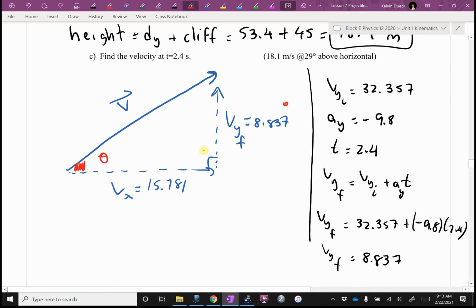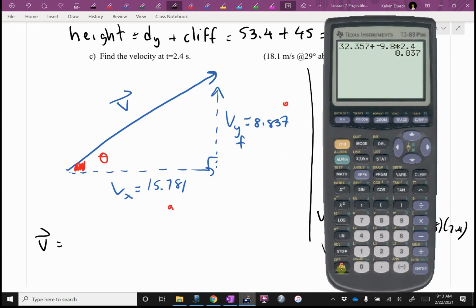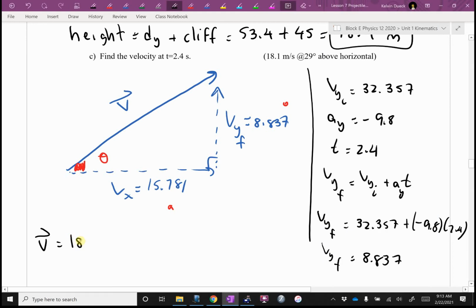Okay, let's continue. Opposite, adjacent. Yeah, I got this. So V is going to be 8.837 squared plus, I could have just hit my answer button, I guess, 15.781 squared, square root. Whoops, typo. Square root, answer button. Magnitude of 18.1. Double check me, but I think I'm right.